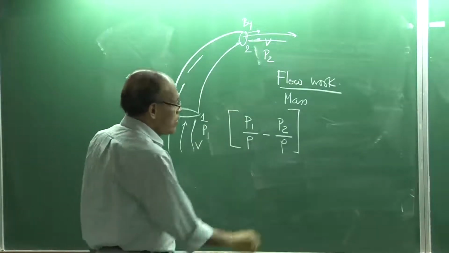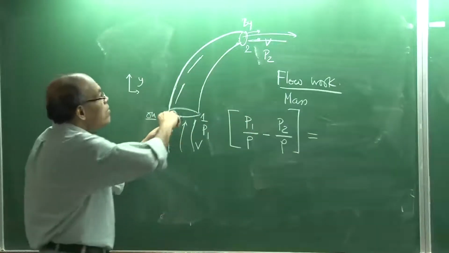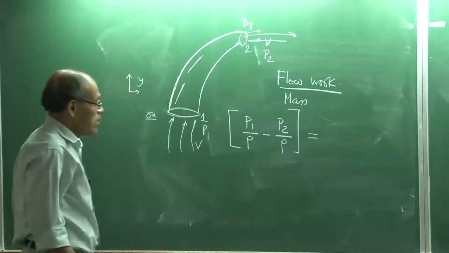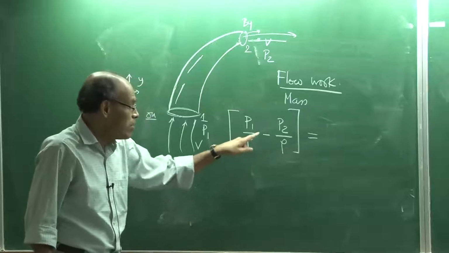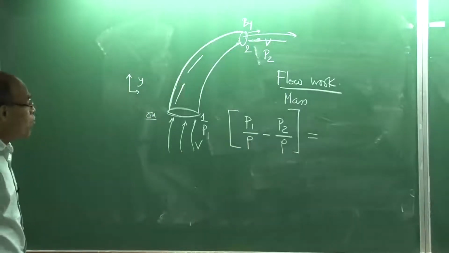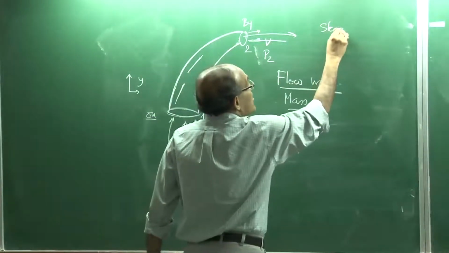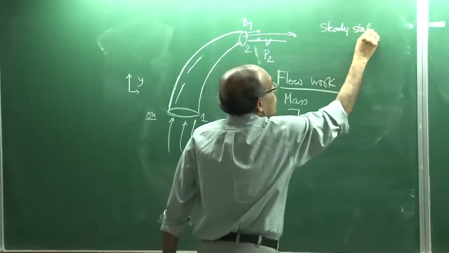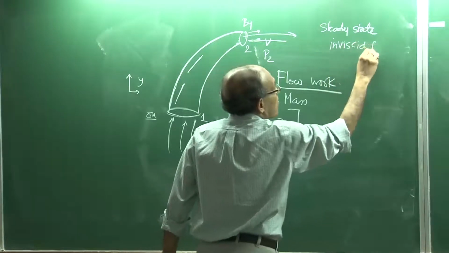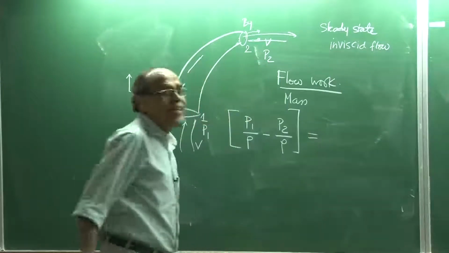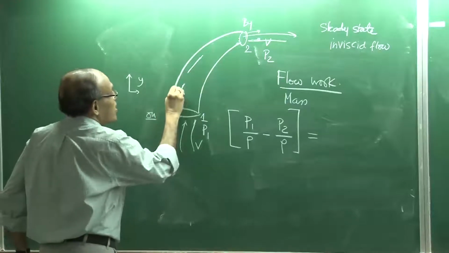This flow work is the work done by the fluid between these two sections, section 1 and section 2, which is P1 divided by rho, rho being the density of the fluid, minus P2 divided by rho. And this I am considering again, as I have indicated, under steady state and inviscid flow. Basically, as the fluid flows, there is going to be resistance at the wall.